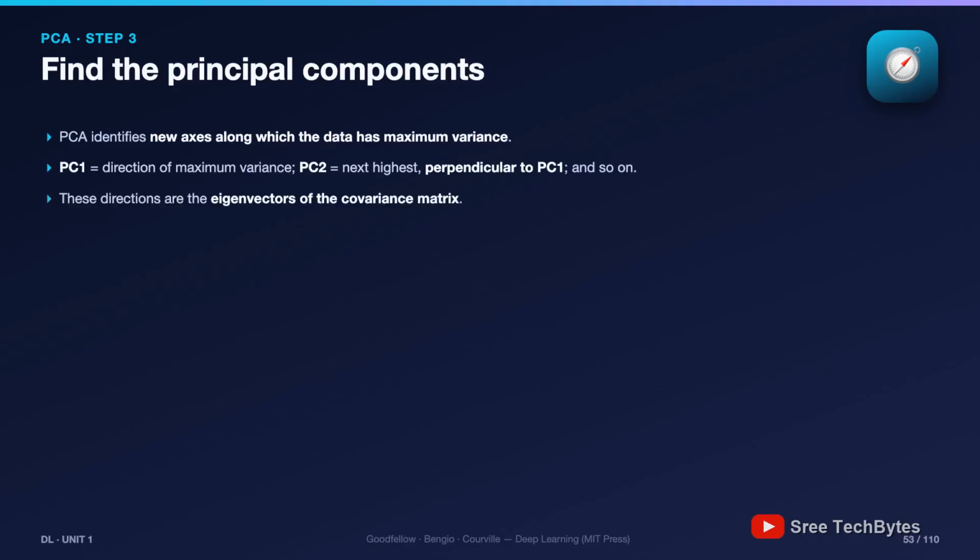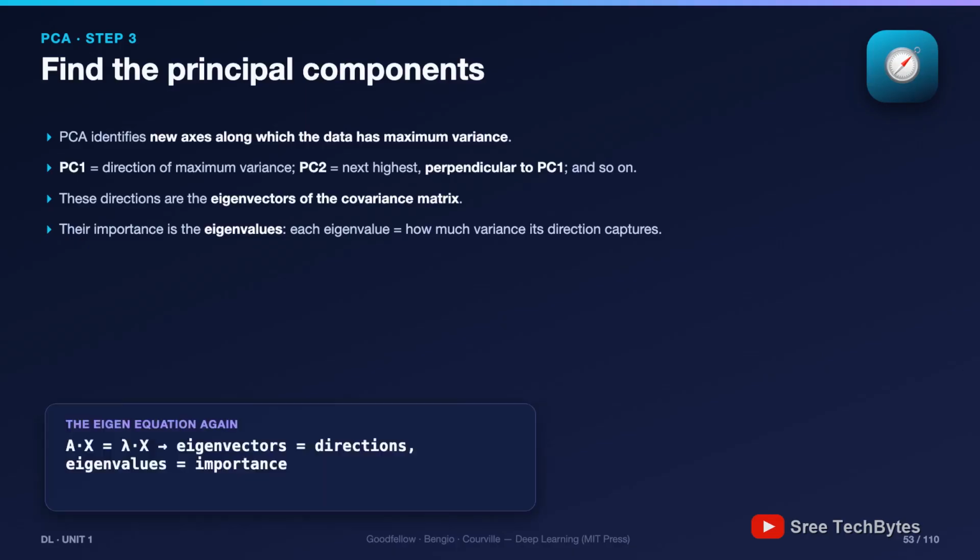PC1 is the direction of maximum variance. PC2 is the next best, forced to be perpendicular to the first. And because the covariance matrix is symmetric, that perpendicularity comes free. The mathematics keeps the 90-degree promise all by itself.